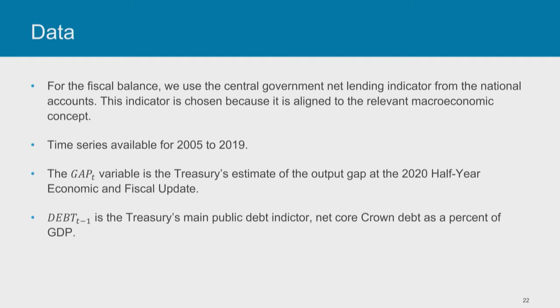For the fiscal balance, we use the central government net lending indicator from the national accounts. This indicator is chosen because it's aligned to the relevant macroeconomic concept, and the primary balance is calculated by deducting interest expenses. The available time series is from 2005 to 2019, which isn't particularly long, and we'll use the Treasury's estimate of the output gap and the Treasury's main public debt indicator, and all fiscal variables are scaled by nominal GDP.